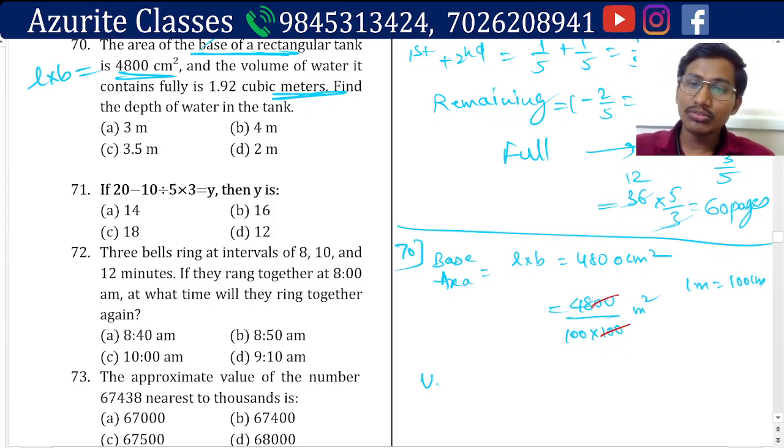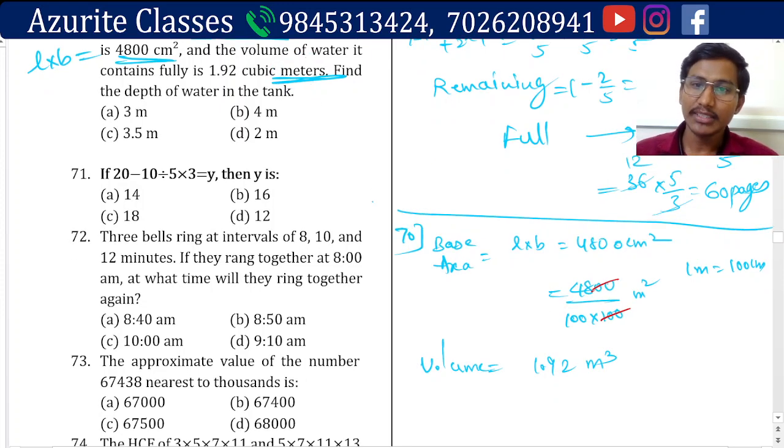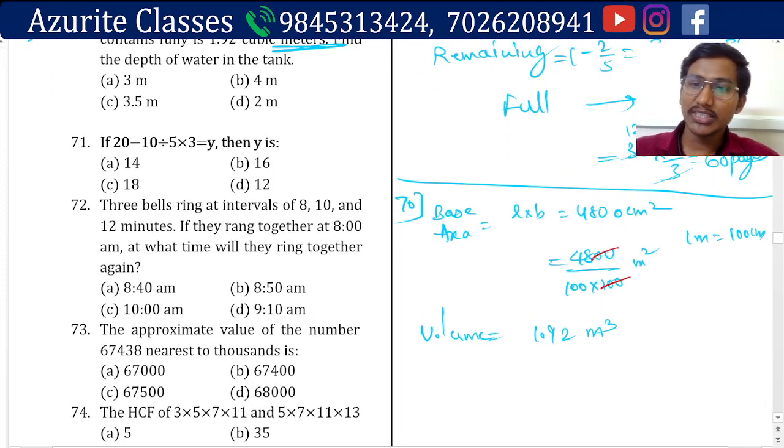Now volume, we know volume is what? It is 1.92 meter cube. Cubic meter means meter cube, cube of the meter. So volume is length into breadth into height, right? So length into breadth we know, height we have to find. So if you take that side, it will divide.